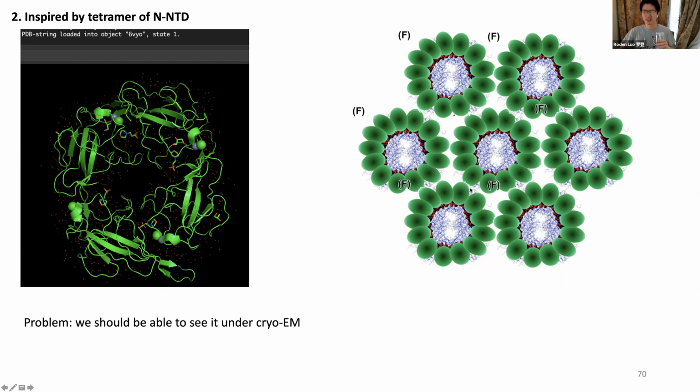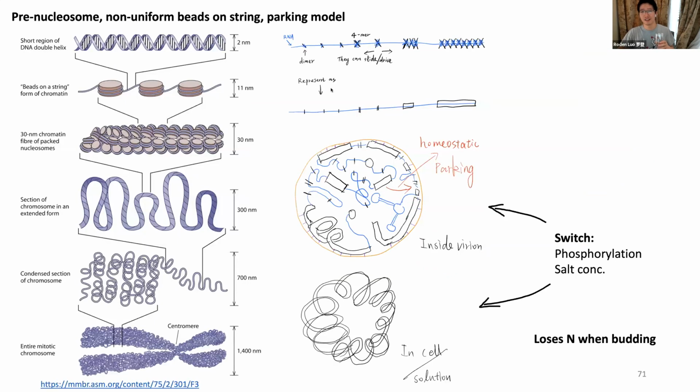This has a similar problem: we should be able to see some of the structures under cryo-EM. So then this is really out of imagination. It might not be true, but it's one of the attempts in my mind. So I coined it the pre-nucleosome non-uniform beads on string parking model. I will explain step by step.